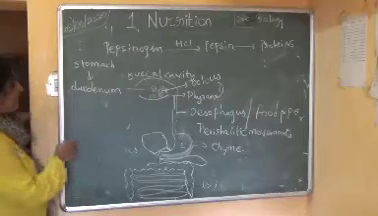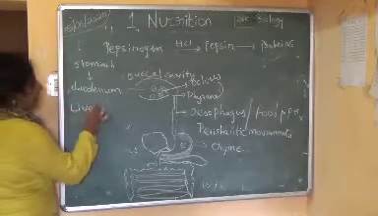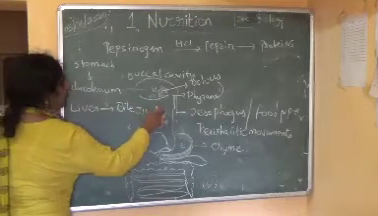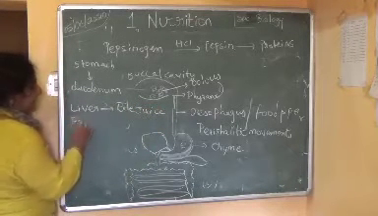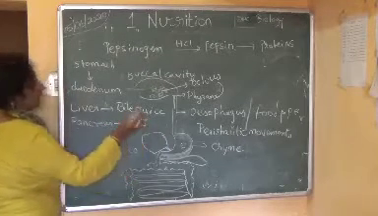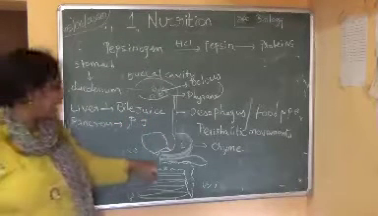So liver secretes bile juice. Liver secretes bile juice. And pancreas secretes pancreatic juice. Pancreas secretes pancreatic juice.